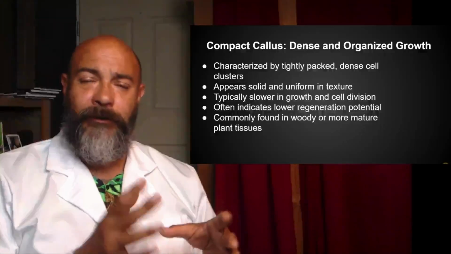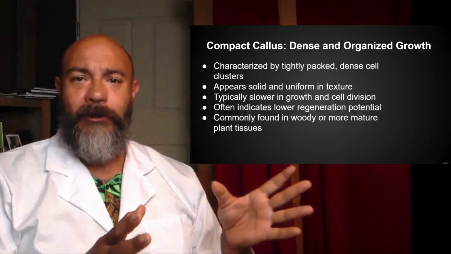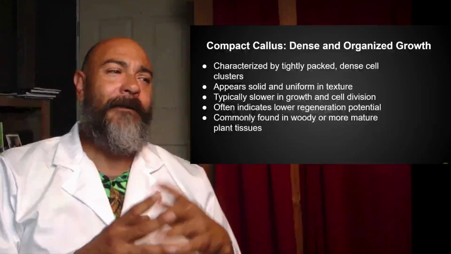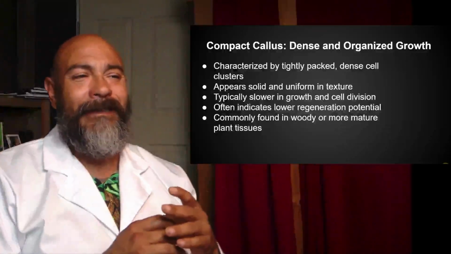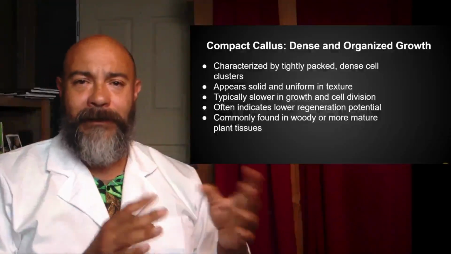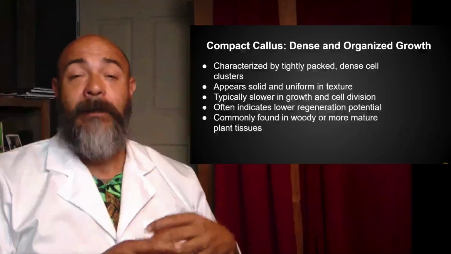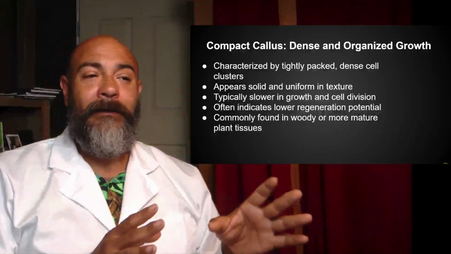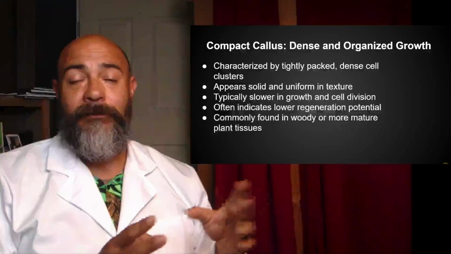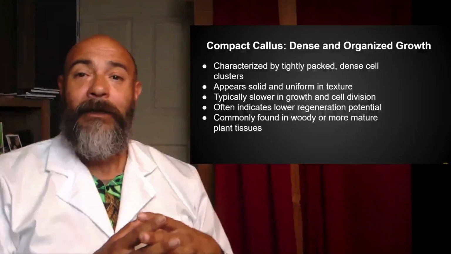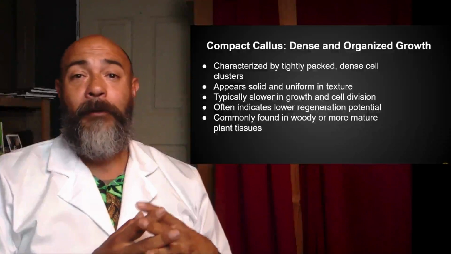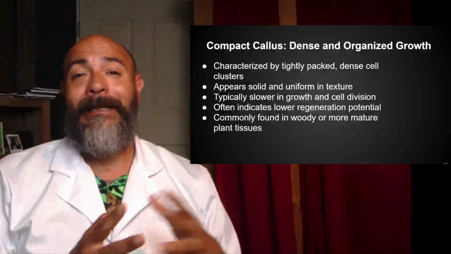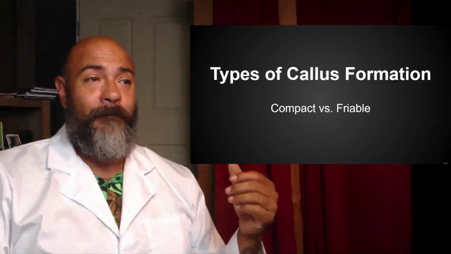There's just multiple parts when you go to subdivide it, and you'll learn this through your experimentation. The compact callus often indicates that there is a lower regeneration potential. In other words, friable material puts out better growth easier. Compact callus is more commonly found in woody or more mature plant tissues. So if you've had something that's in culture for a while, or you're dealing with a part of the plant that's a little older, you generally will come out with more of the compact callus tissue than you do the friable. Totally normal.